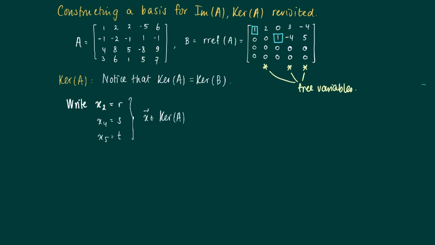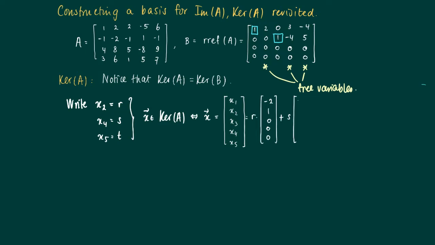Then x belongs to the kernel of A if and only if x equals, well, the coordinates x1, x2, x3, x4, x5, which equals r times (minus 2, 1, 0, 0, 0), plus s times the vector (minus 3, 0, 4, 1, 0), plus t times the vector (4, 0, minus 5, 0, 1).